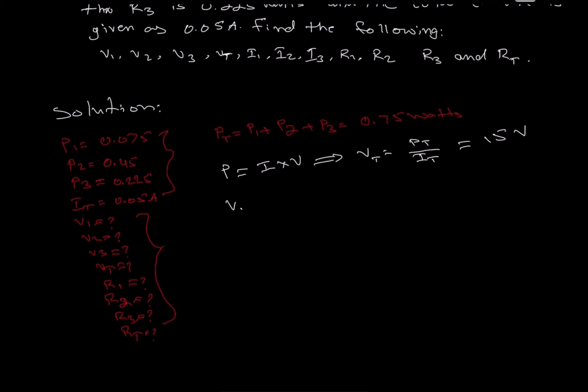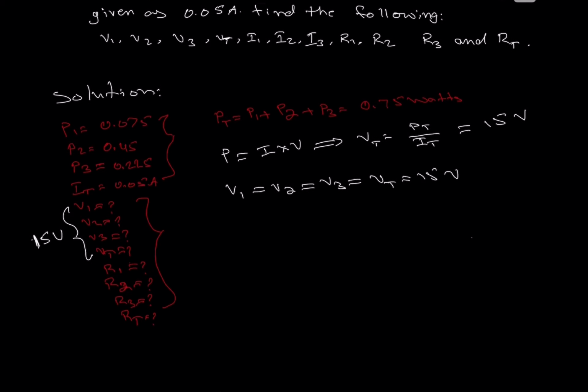Now in a parallel circuit, the voltage drop at R1 is equal to the voltage drop across R2 and also R3, and that will be equal to Vt, so that's 15 volts. Now the other things asked, we found V as 15 volts. Now we will find R1 actually. So we found V1, we will find R1, R2, R3, RT.